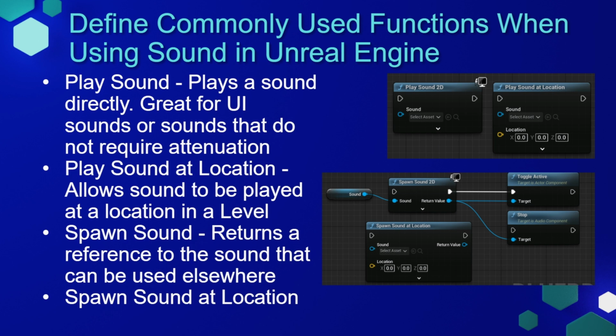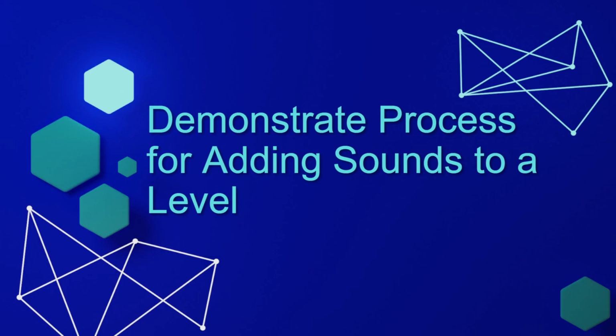Whereas spawning a sound returns a reference to that sound that can be used elsewhere. And there's also a Spawn Sound at Location. Spawn sounds allow you to turn on and off sounds, stop them, pause them, and have a lot more control over it. So whenever possible, I try to use spawn sound in place of play sound. Let's get some sounds set up in our game.